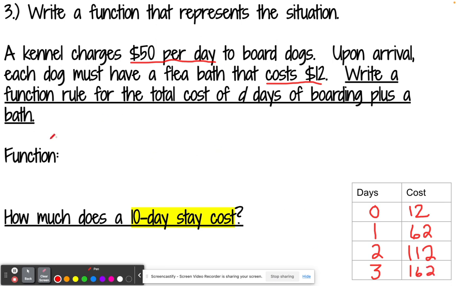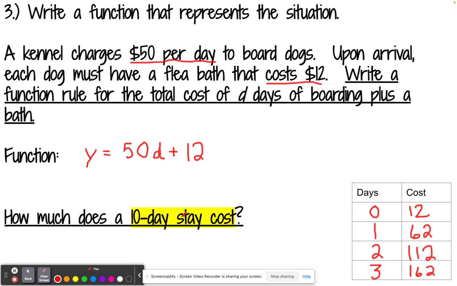My function rule then is my cost, doesn't tell me a letter for cost, so let's just put Y, is going to be $50 for every day. It did say to use D for days. I could have put a C here for cost. I probably should have. Plus that $12 bath that my dog has to take.